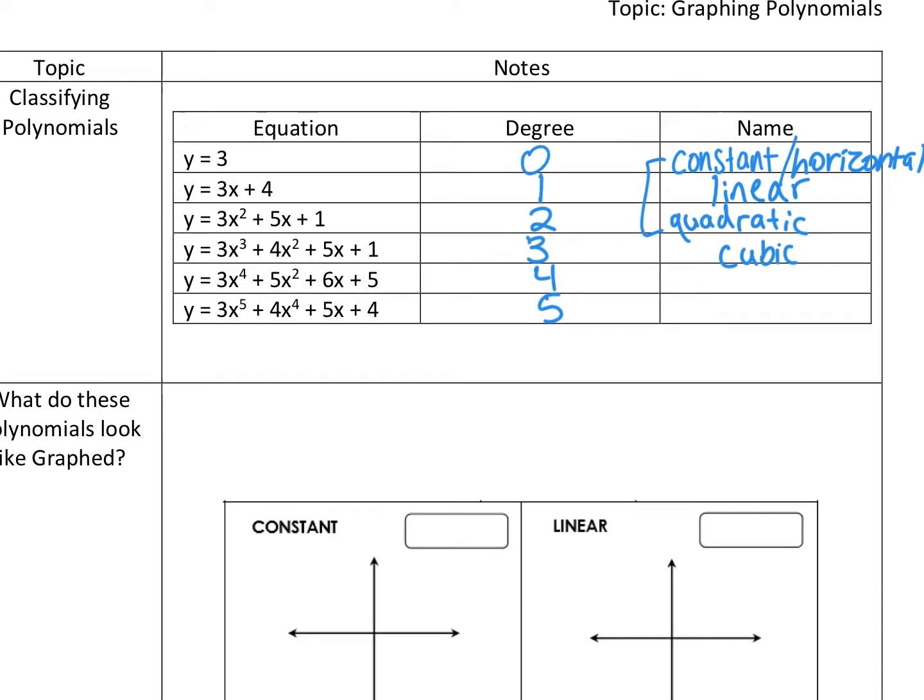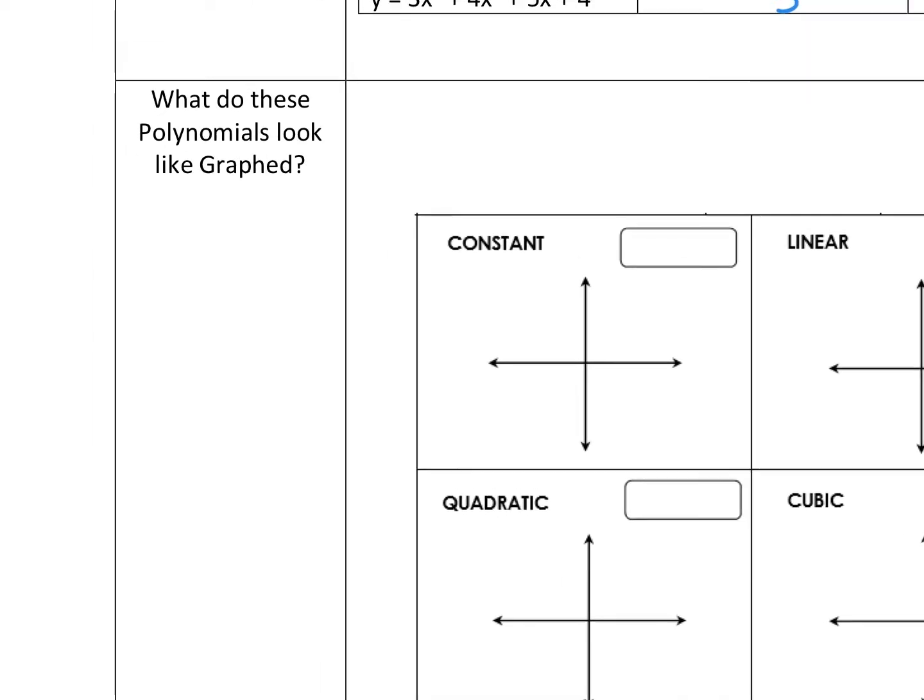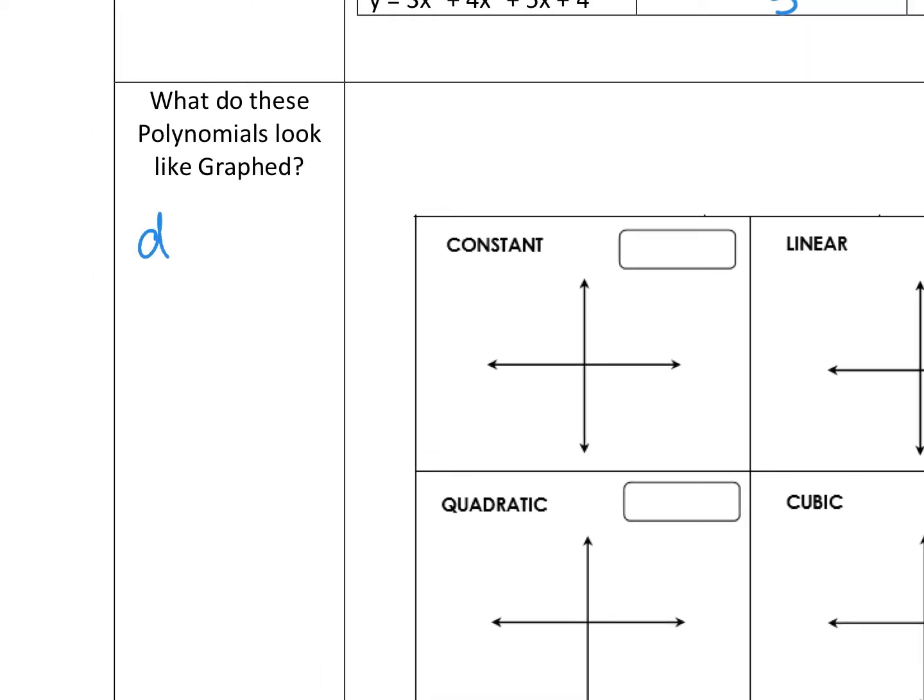Okay? And just so we're clear on what degree means, because I know we're throwing around a lot of vocab. Woo, I can't talk today. A lot of vocab words.